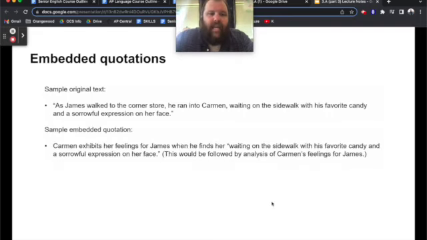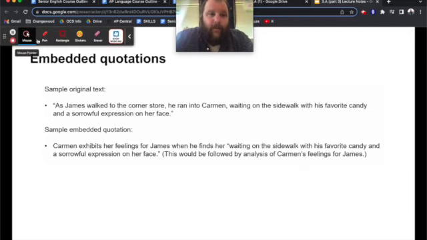Here is an embedded quotation. We start with our own words. In this case, we say Carmen exhibits her feelings for James when he finds her, quote, waiting on the sidewalk with his favorite candy and a sorrowful expression on her face. And then, of course, this would be followed by analysis of Carmen's feelings for James.